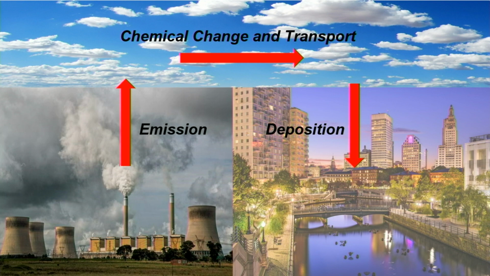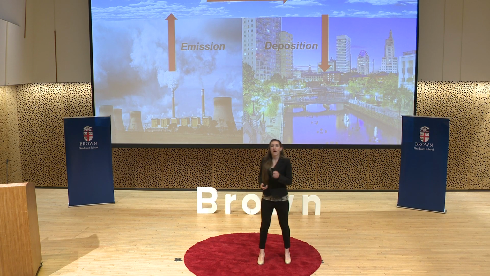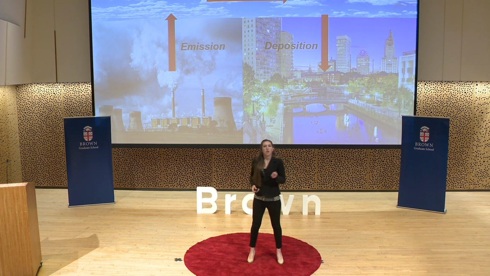So when the Midwest emits all of this air pollution and it goes through chemical change and transport and deposits here in Providence, in our ground and in our water, we can figure out where that pollution came from, and we can figure out which pollutant is causing the most harm. In the Hastings lab, we focus mostly on nitrogen pollution.